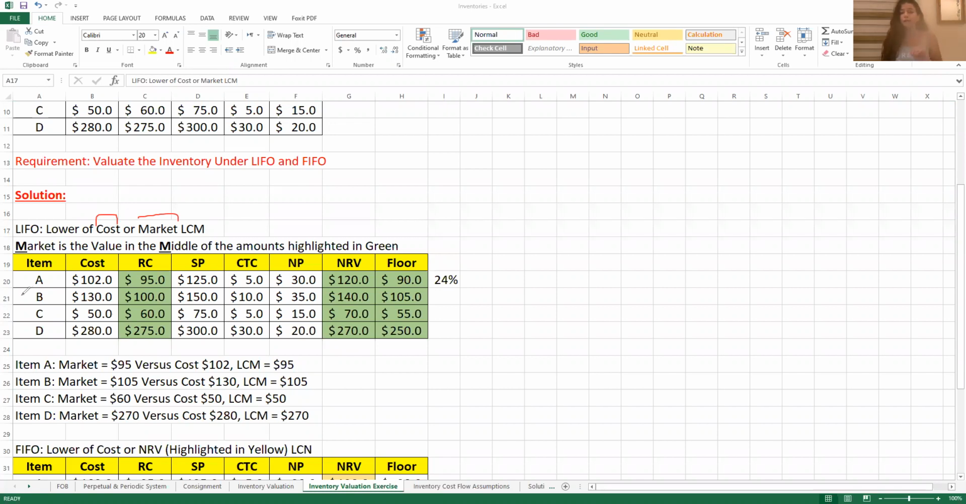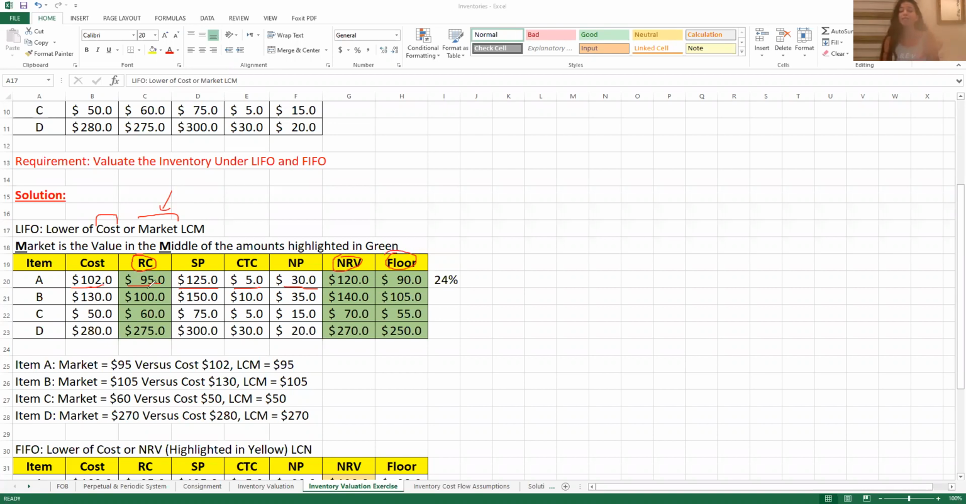Item A, for example, the cost is $102. The replacement cost is also given to us, $95. The selling price is $125. The cost to complete the sale is $5. The normal profit is $30. We have first to calculate the market. As I said before, market is the value in the middle. You have to compare 3 columns: the replacement cost, the net realizable value or ceiling, and the floor.